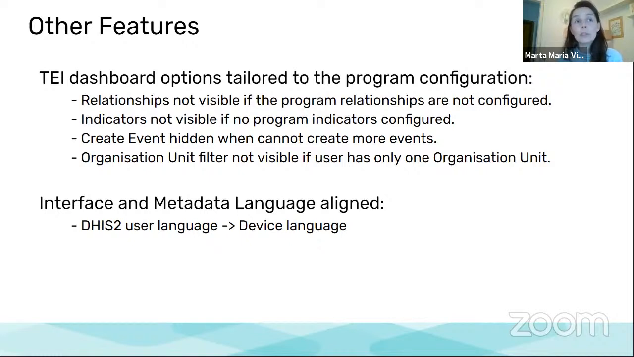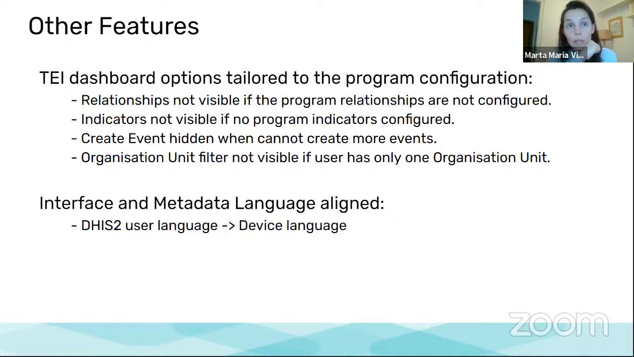The same for the button to create events: it is not available if, based on configuration, the program doesn't allow for more stages. And the same with the filters. We have quite a number of filters for filtering out tracked entity instances or events or datasets. And we are removing the one for all units if the user has only one unit assigned or accessed.